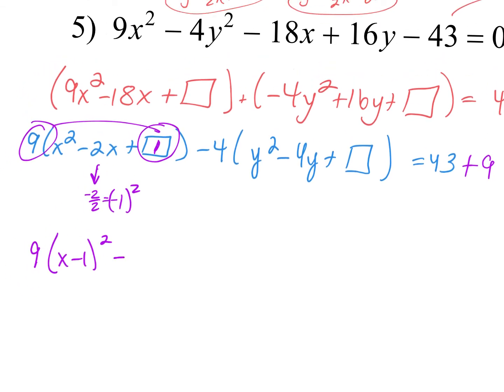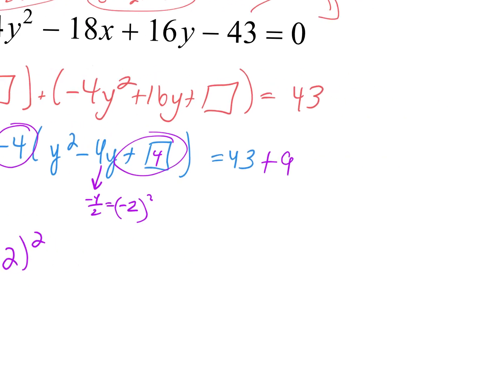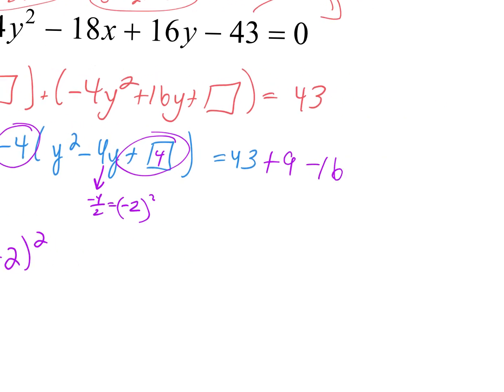Same exact thing here. I have minus 4 times. Well, let's complete the square. Negative 4 divided by 2, negative 2. So my binomial is y minus 2 quantity squared. When I square negative 2, I get 4. So a negative 4 times 4 is minus 16.